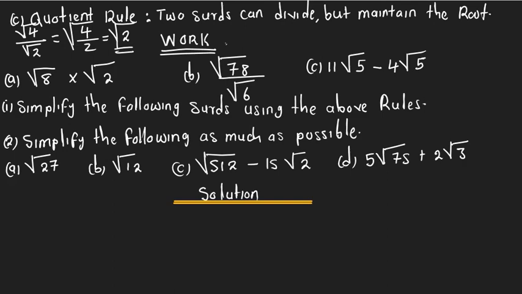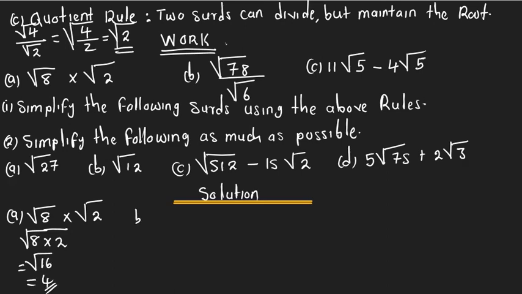Simplify the following sets using the above rules. I'll be very quick. The first one, we are going to simplify the square root of 8 multiplied by 2. According to the product rule, we can maintain the root, and this is going to be root 16. And our final answer is 4.